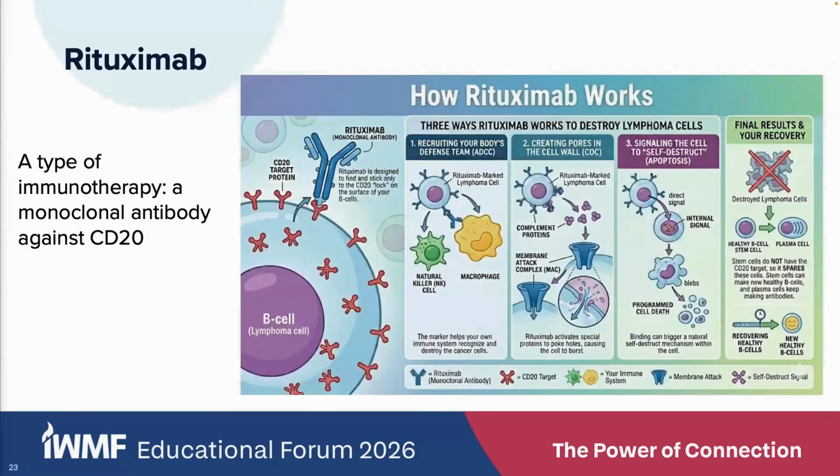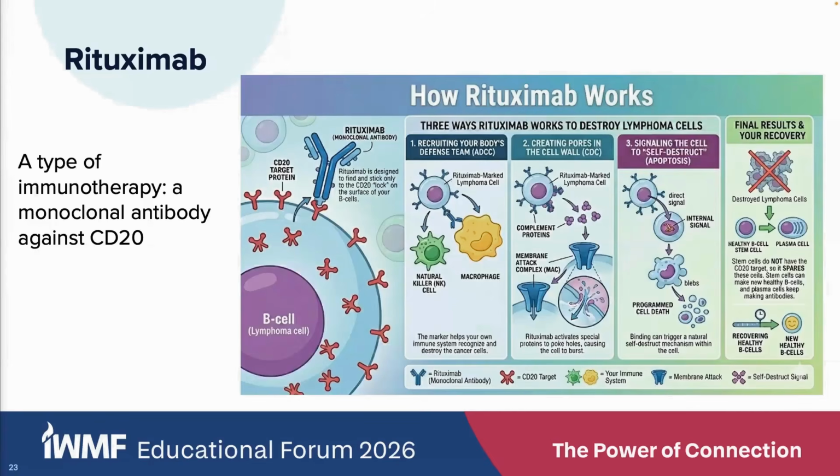The second treatment is rituximab. That's a type of immunotherapy that's been approved in lymphoma for more than 25 years. It's actually an antibody too. It's this Y-shaped protein. It's designed in a way that it can bind to CD20. CD20 is a protein on the surface of B cells, including lymphoma B cells.